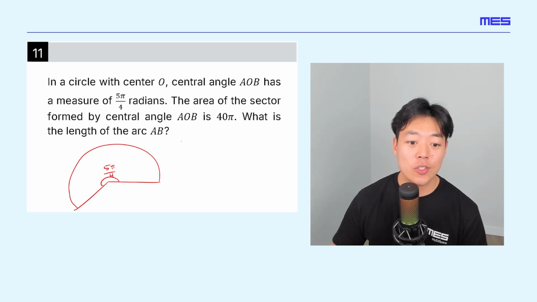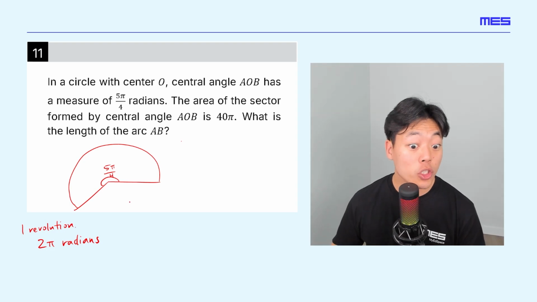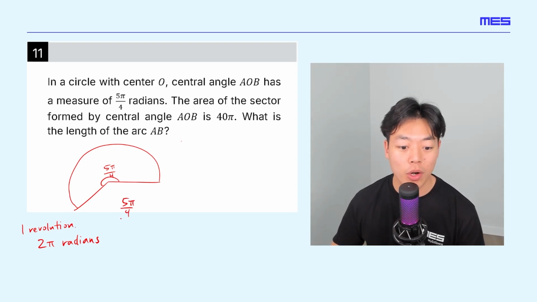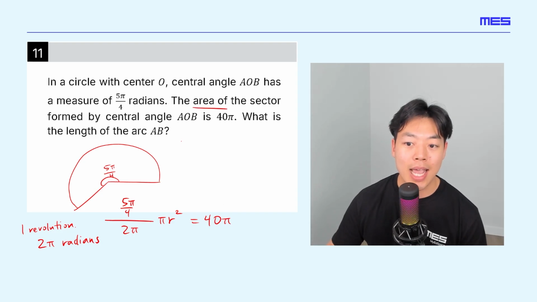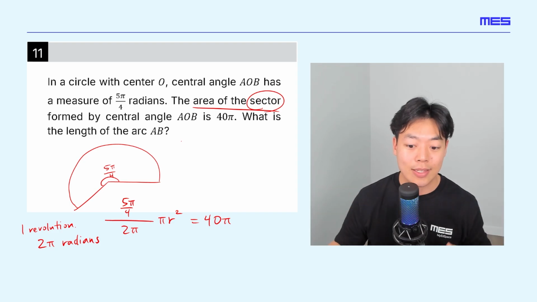One time around the circle will be 2 pi radians. 2 pi radians is 1 revolution around a circle. So if we took a proportion of that, 5 pi over 4 of that 2 pi, and we took pi r squared of the entire circle, that's what's giving us 40 pi. That's the area of a sector. A sector is just a section of that circle.